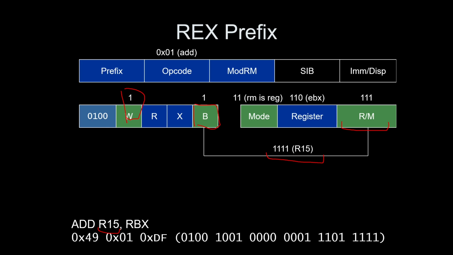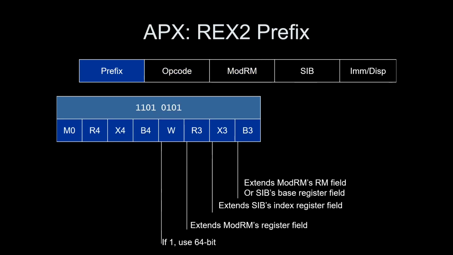Now, what if you want to address 32 registers? And that's where APX comes in. They basically took the REX prefix and said, okay, we're going to make it bigger. And we're actually going to use all 8 bits in a byte. So this is now a 2-byte prefix. The first byte specifies that this is a REX2 prefix. This is actually D5 in hexadecimal. So if you see that, that's the start of a REX2 prefix.